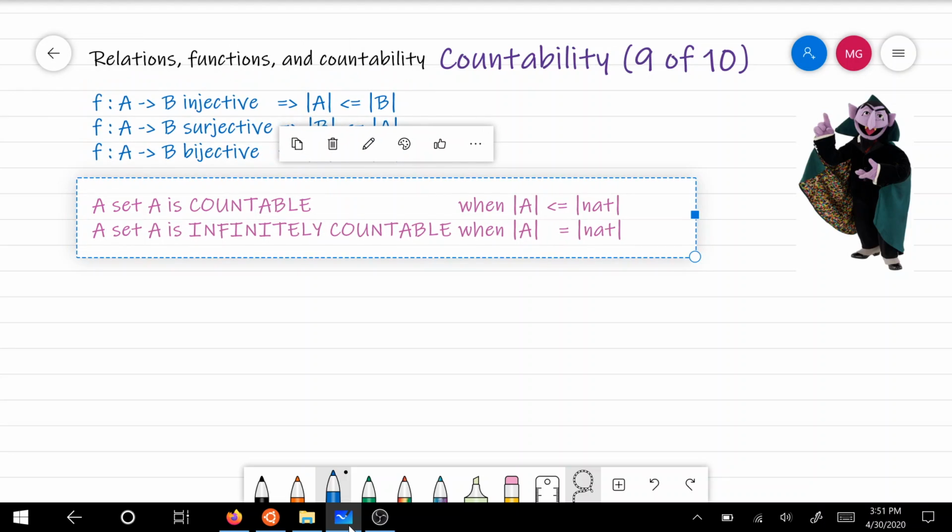In this video, we're going to talk about these definitions. So I'm just going to say what they are right now. A set A is countable when its cardinality is no larger than the size of the natural numbers. A set A is infinitely countable when it's equal.